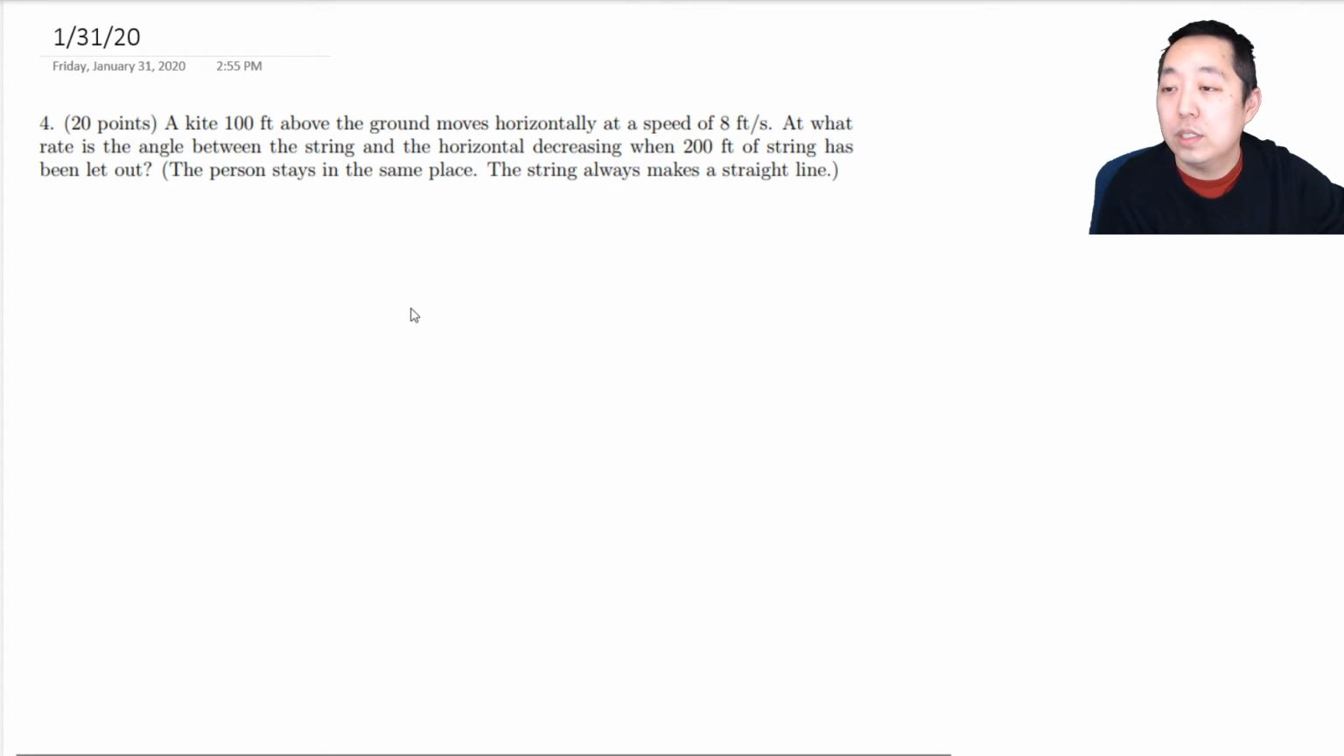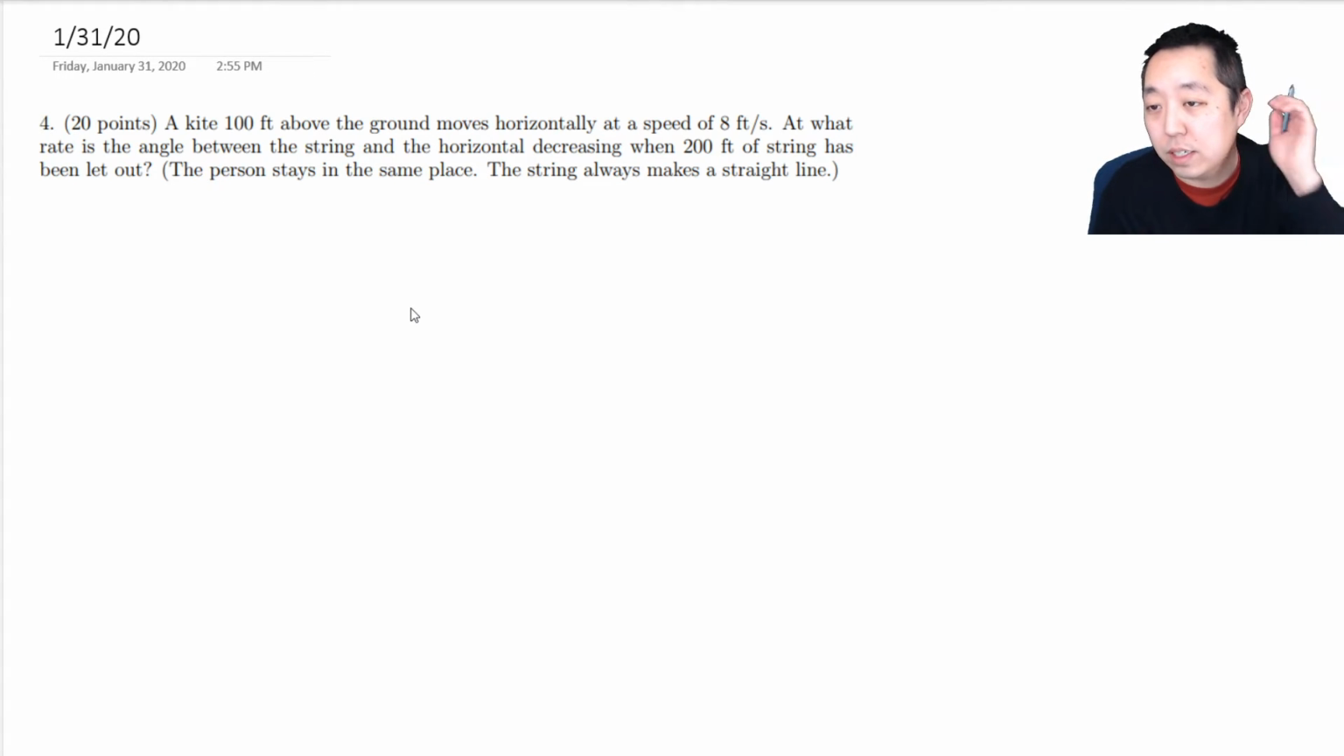But yeah, so I have a kite that's 100 feet above the ground, moves horizontally at a speed of 8 feet per second. At what rate is the angle between the string and the horizontal decreasing? So, let's draw a picture. There's already too many words. I always have to process it kind of slowly, in terms of drawing a picture.